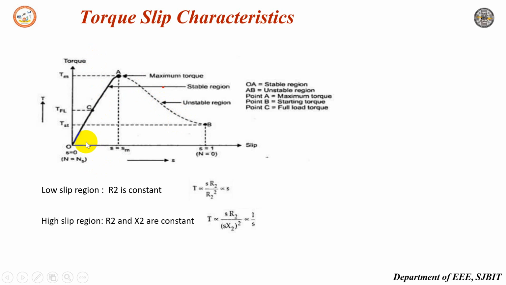So in the low slip region, as I said, between 0 and S equal to Sm, it attains the maximum torque here. The maximum torque the motor can produce as load increases is Tm, which is this point, and it occurs at S equal to Sm.